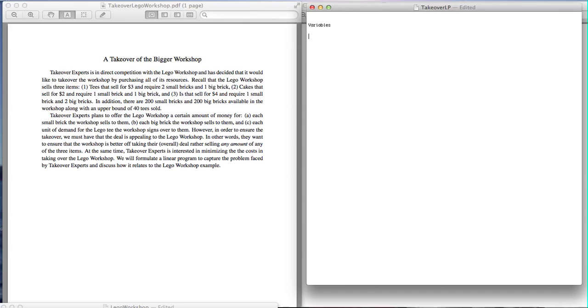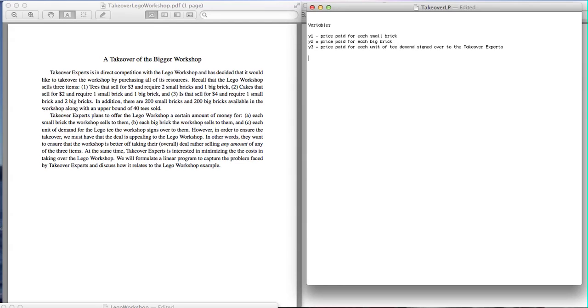So we're going to define Y1 to be the price paid for each small brick, and what's key is that this price is per small brick. Then Y2 similarly is the price paid for each big brick, and Y3 is the price paid for each unit of T demand signed over to Takeover Experts.